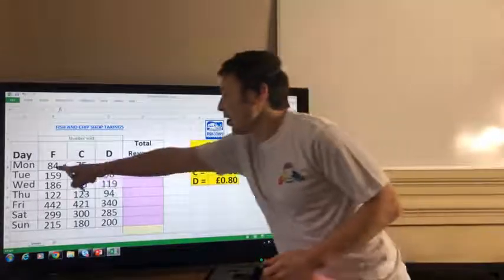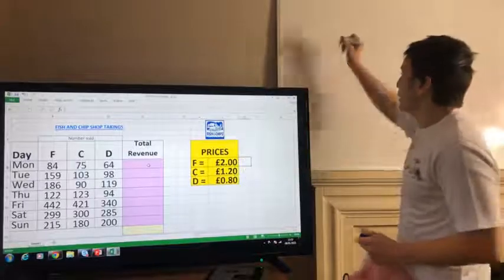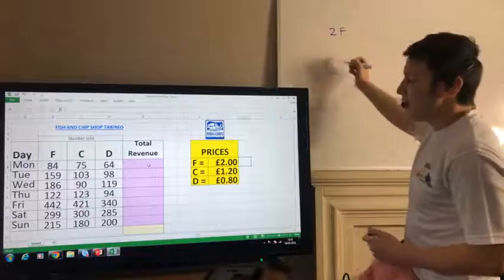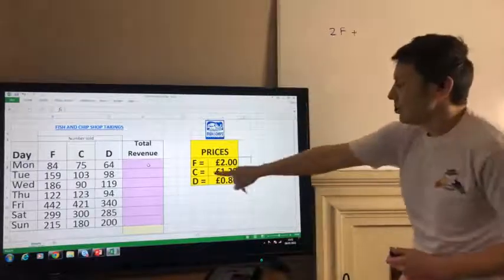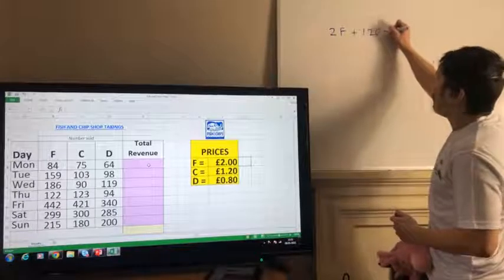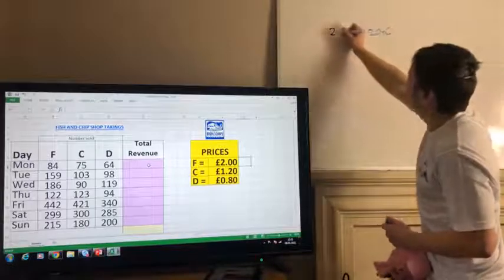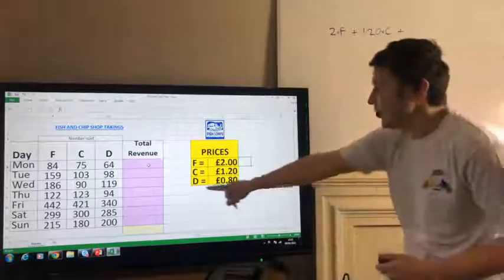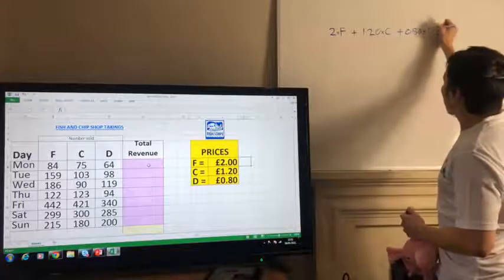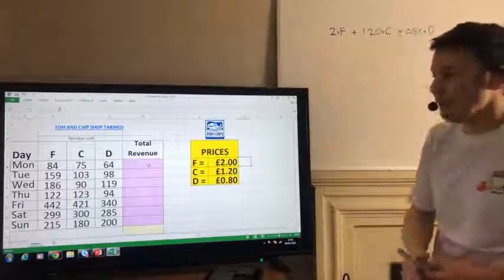Okay, I would take my F, however many fish I've sold, and I times it by the price. So I would do 2 times F. Okay, I would then add to that the cost of chips, £1.20, and I times that by C, by my chips. I'll put the times signs in. And then I'd add to that finally my drinks, which is 0.80, times how many drinks I've sold. So that tells you the total amount of everything.